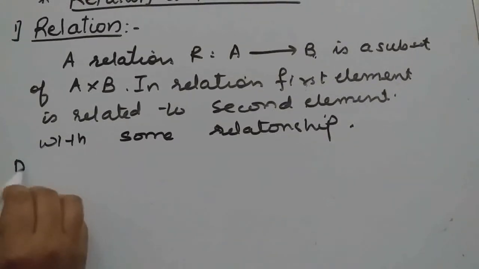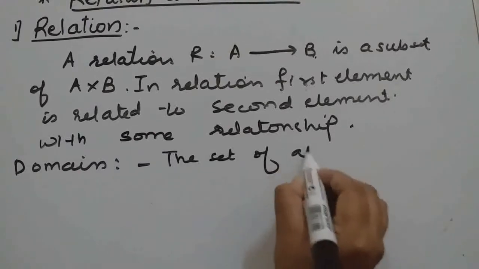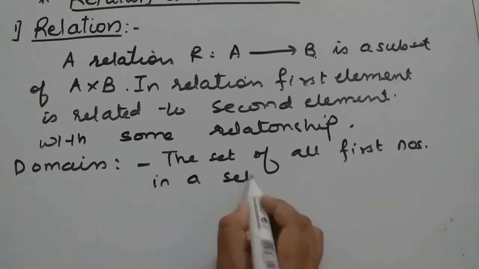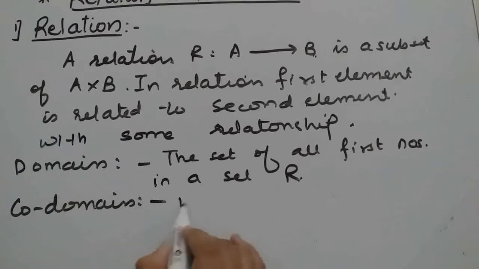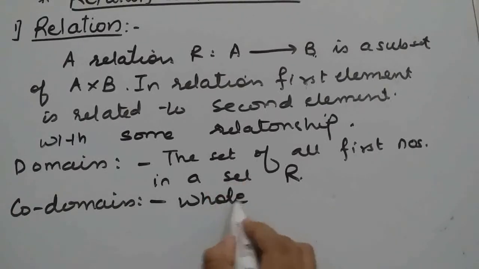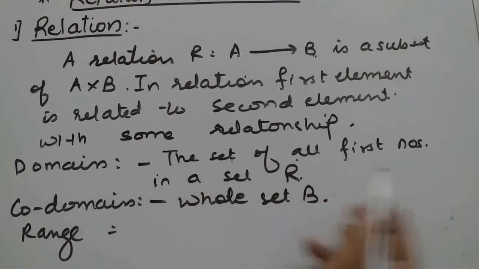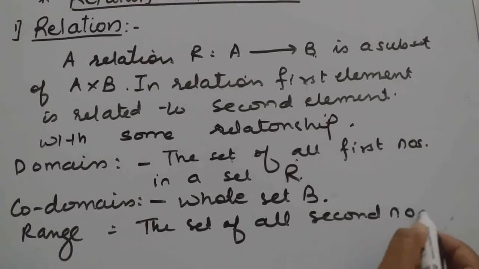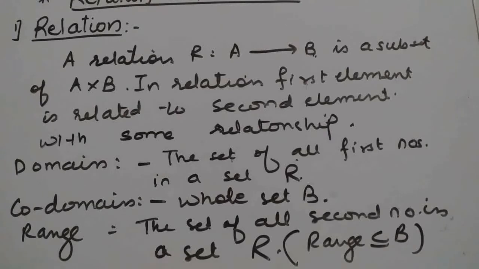And what will be domain? Domain will be the set of all first numbers or first elements in the set R, in relation R. Then codomain means whole set B, and range will be the set of all second numbers or second elements in the set R. So range we can write is a subset of B, can be equal also.